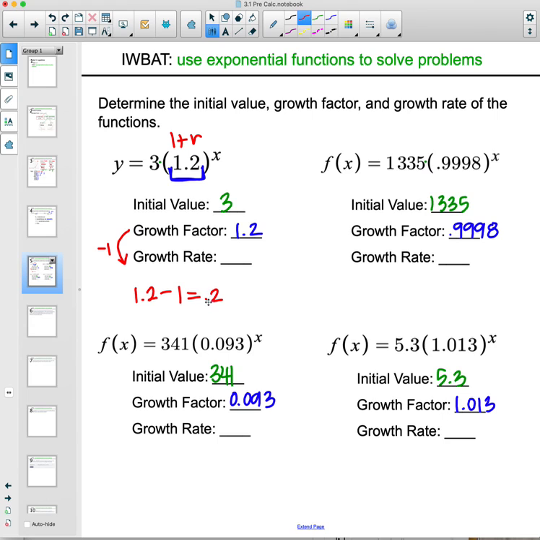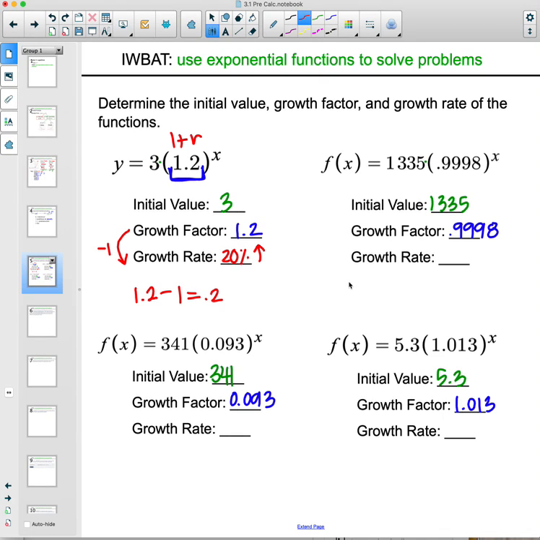So our growth rate is 0.2. When we write this out as a rate, we'll write it as a percent. So 0.2 is 20%. And then say whether it's increasing or decreasing. So in this case, that was an increase of 20%. An increase because this is higher than 1. So this one is decreasing because it's less than 1.